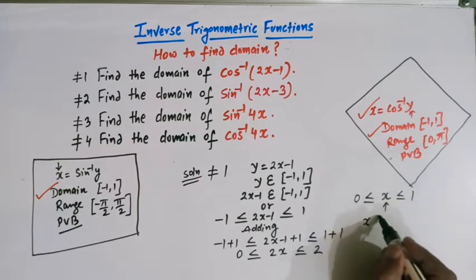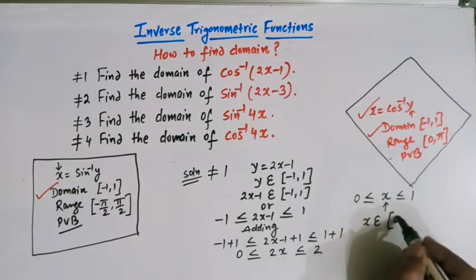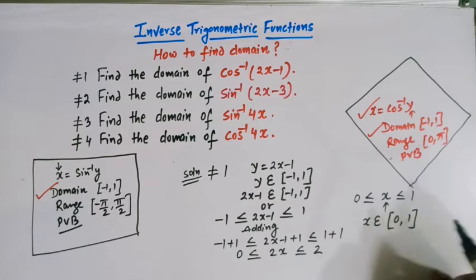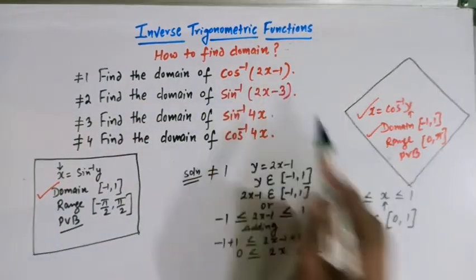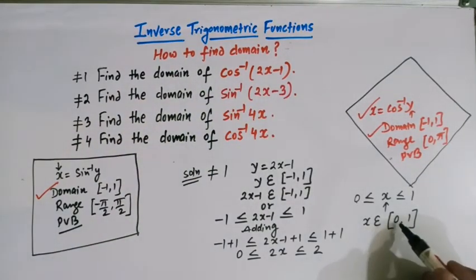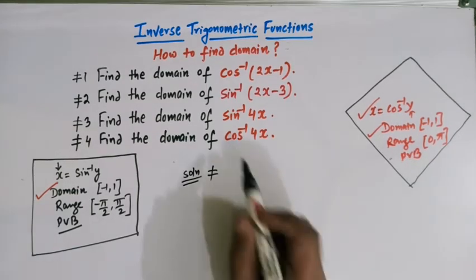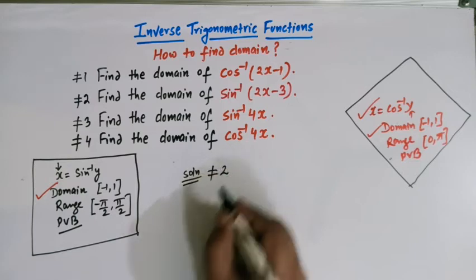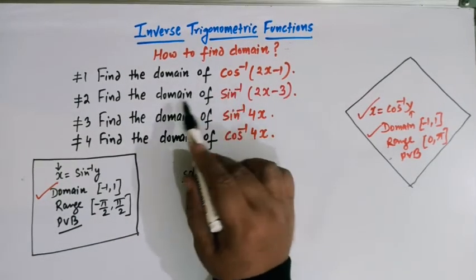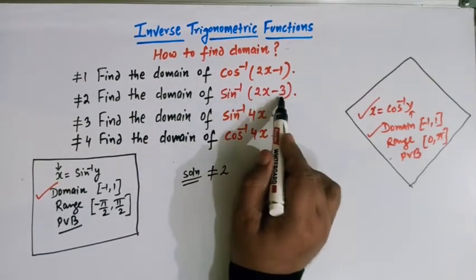So x belongs to the closed interval 0 to 1. So the domain of this function is this interval, that is from 0 to 1. Now let us take problem number 2. Here we have to find the domain of sine inverse 2x minus 3.